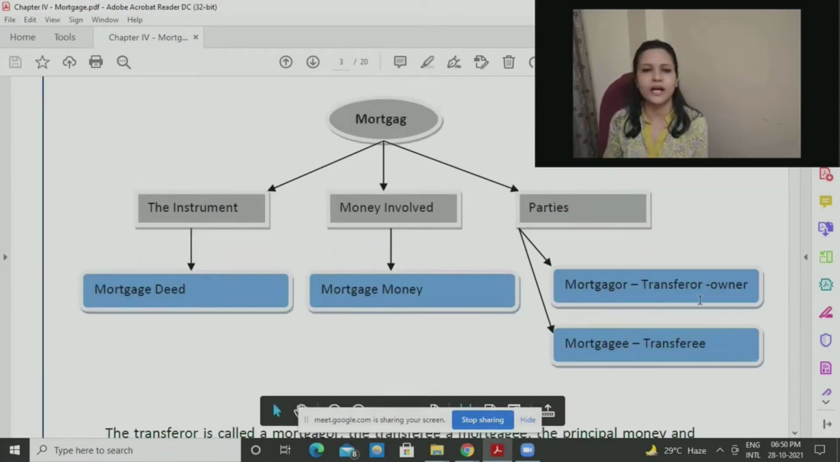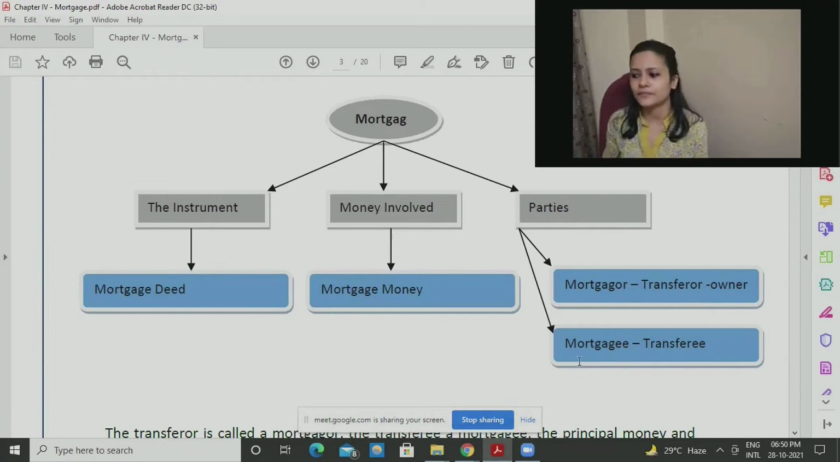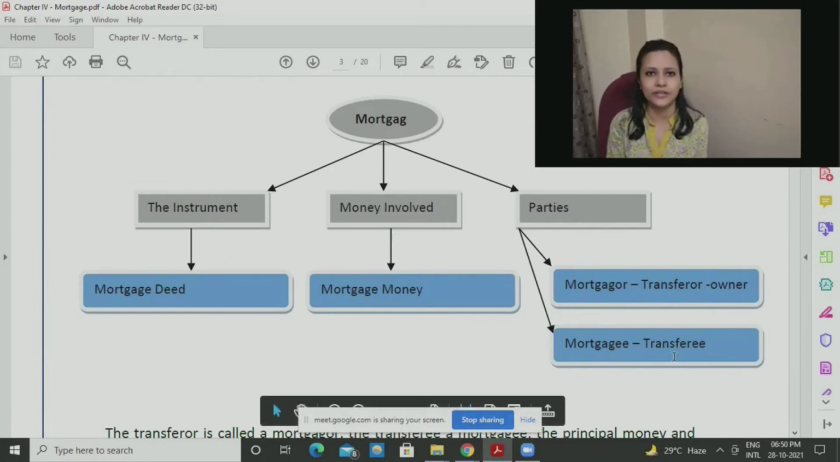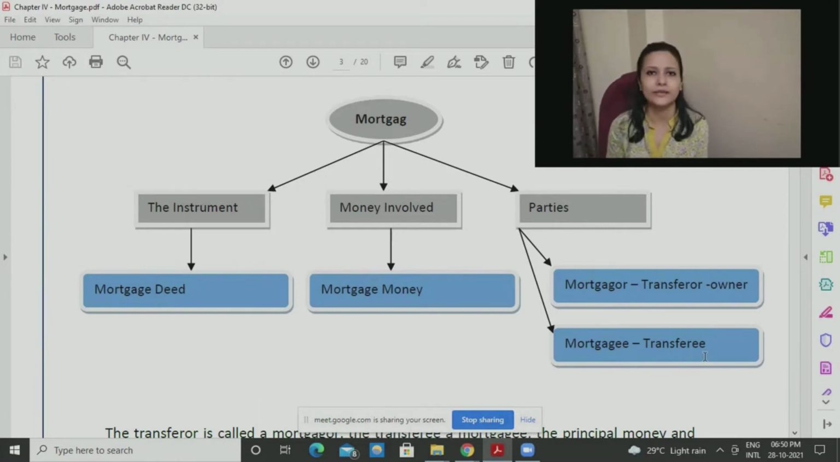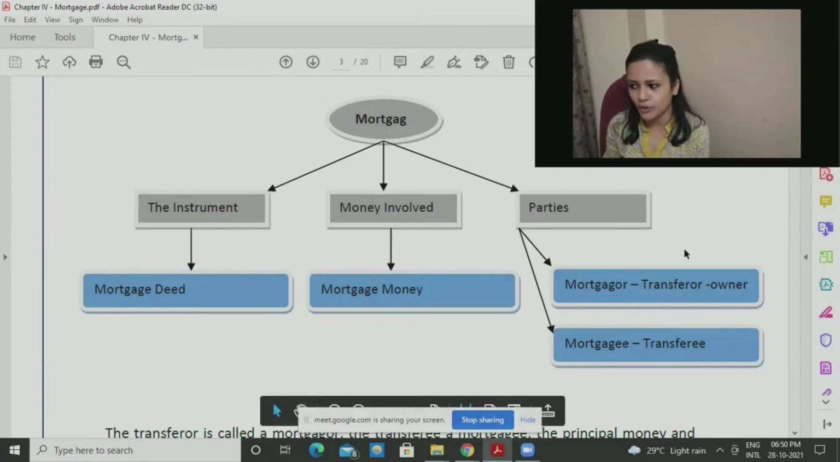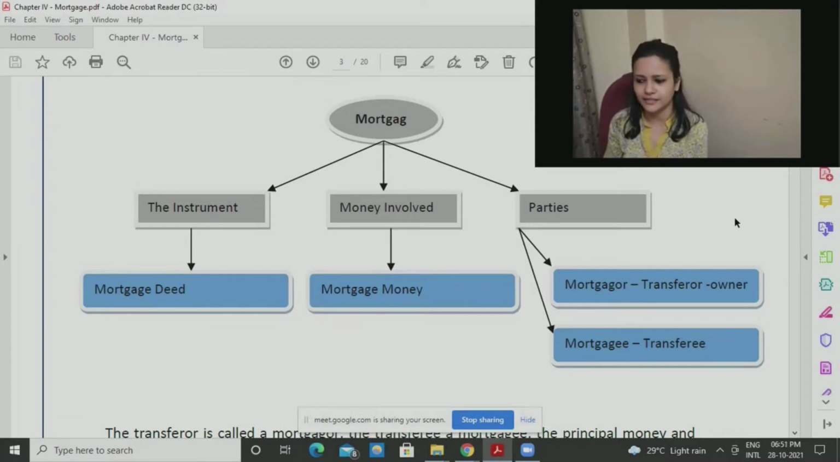Mortgagor is the transferor who is transferring his property to another. That means he is owner of the property. And mortgagee is transferee, to whom property is being transferred, or he is the money lender who is giving the amount in exchange of that. Okay, so in case of mortgage, there are two parties, mortgagor and mortgagee. Mortgagor is transferor, mortgagee is transferee. And these three words, again, we get the definition under section 58 itself.